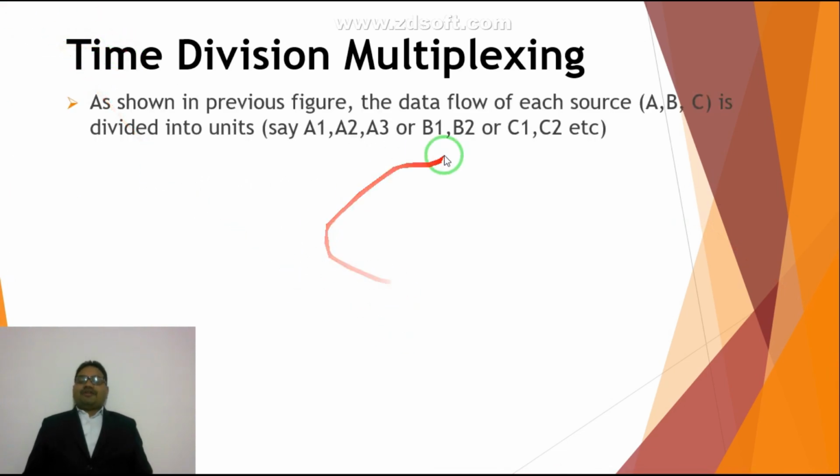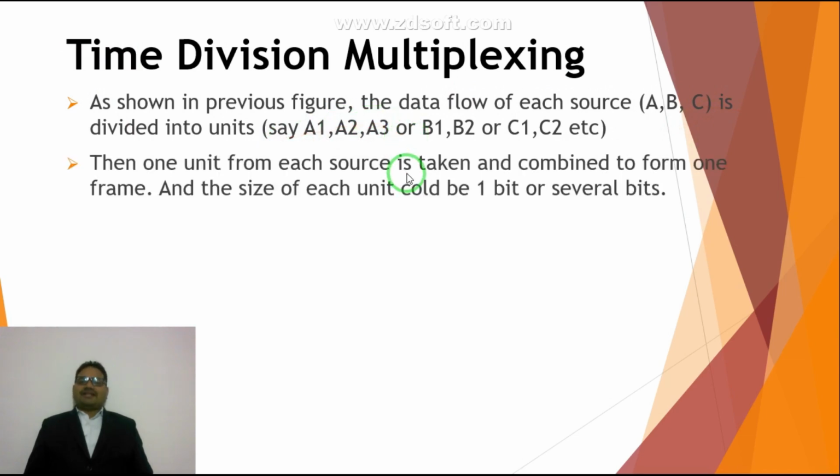And as shown in the previous figure, there are 3 sources A, B, C, which are divided into units A1, A2, A3, B1, B2, B3 and C1, C2, C3, and so on. Then one unit from each source is taken and combined to form one frame. And the size of each unit could be what? 1 bit or several bits also.